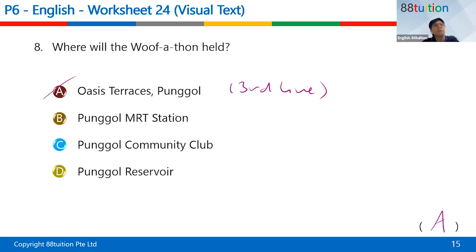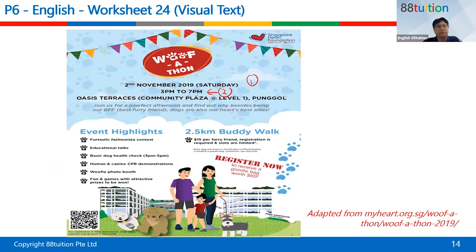Where will Wolferton be held? Overseas Terrace, Punggol. Third line. Right? Overseas Terraces, Punggol. Here. This is the third answer. Okay? Easy?